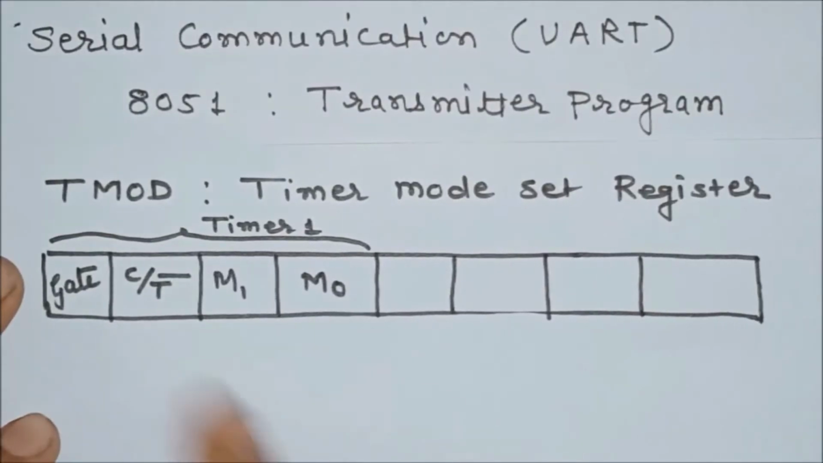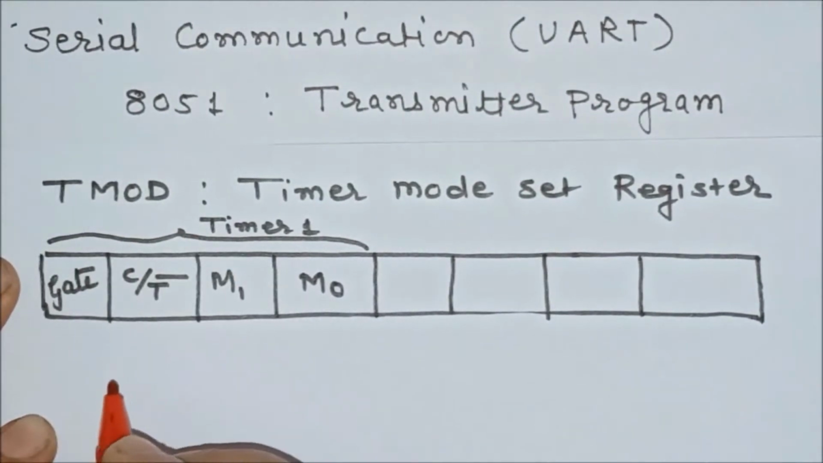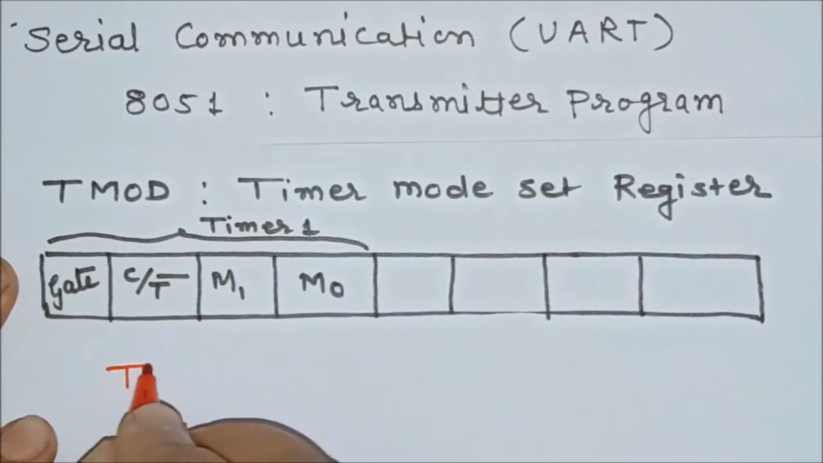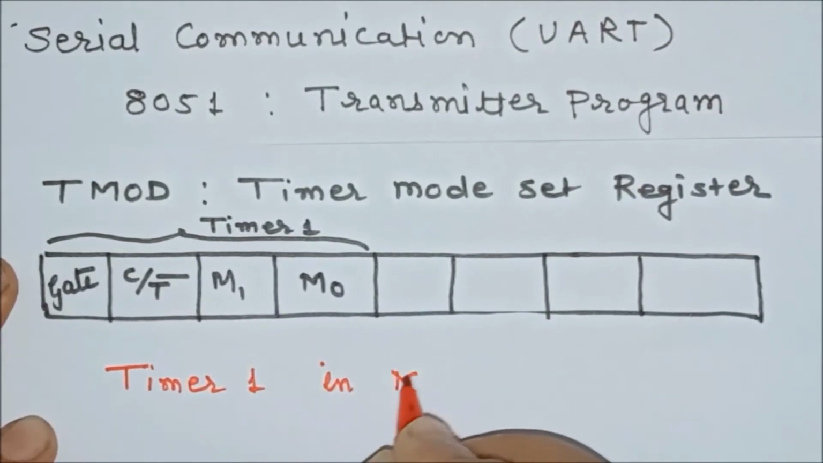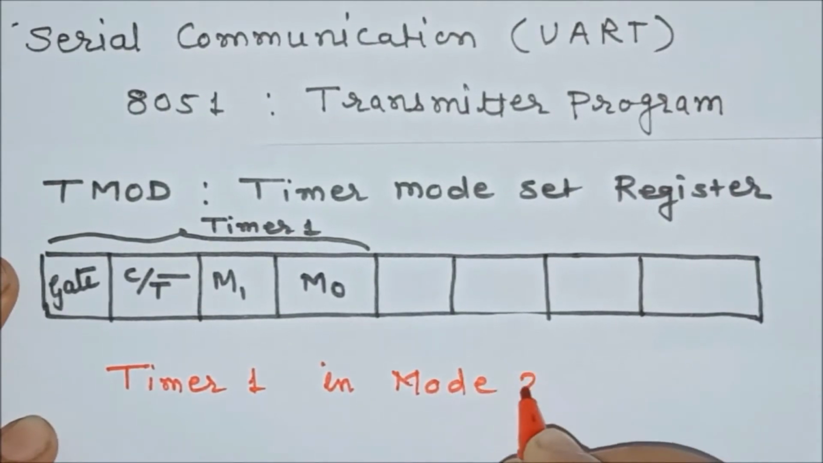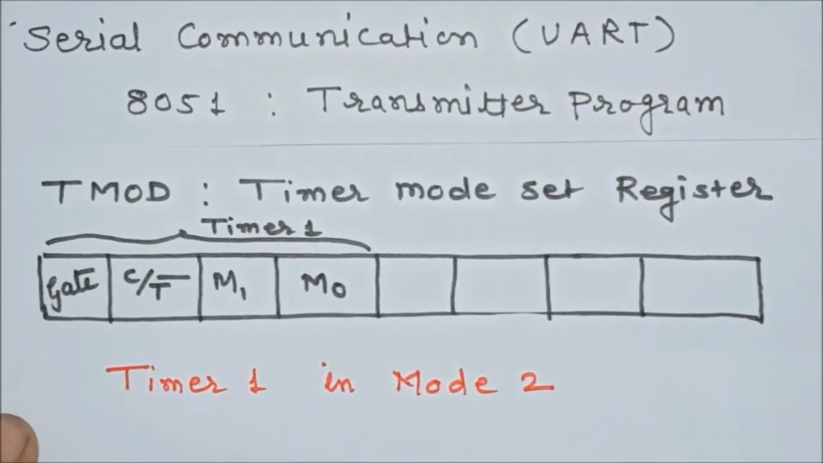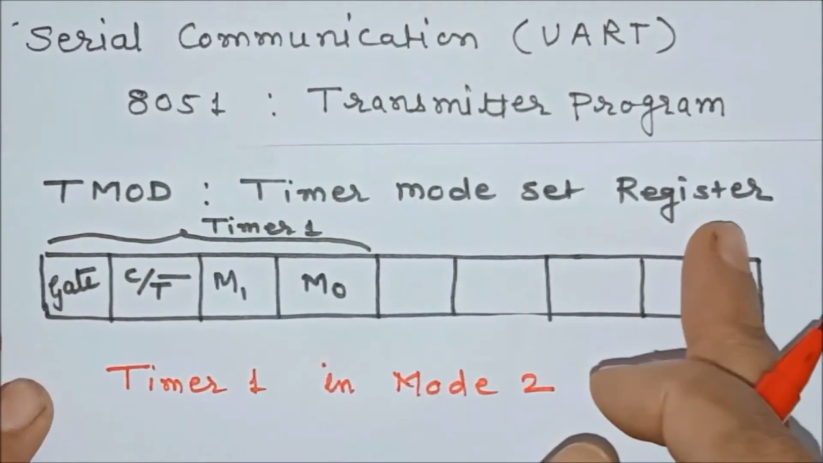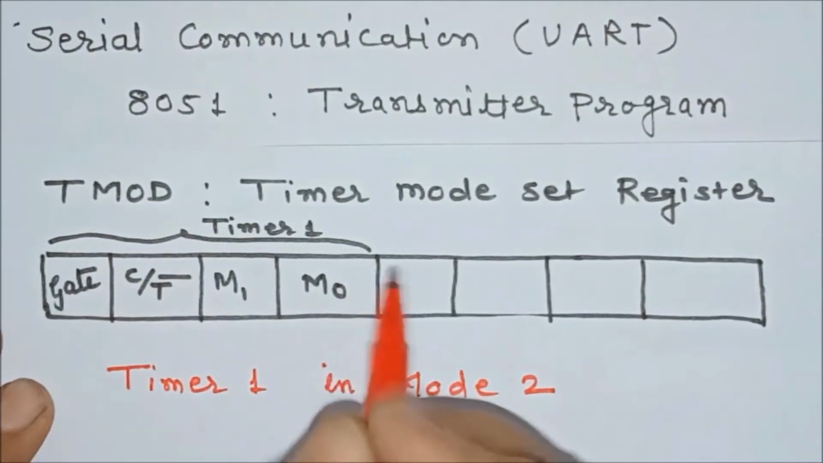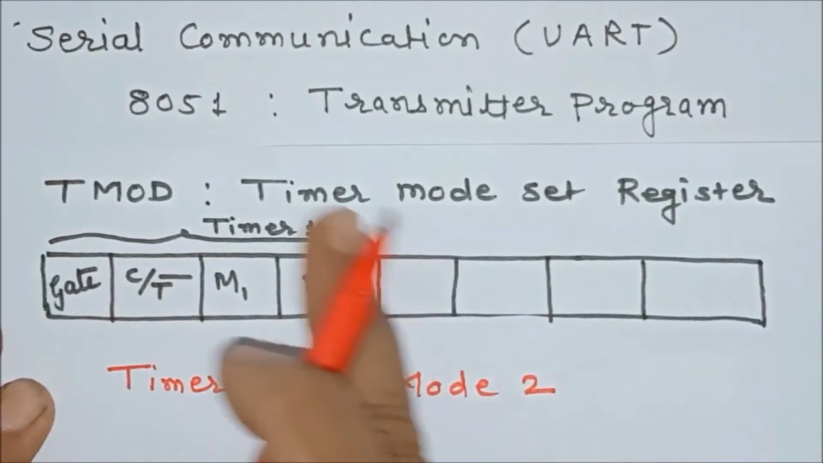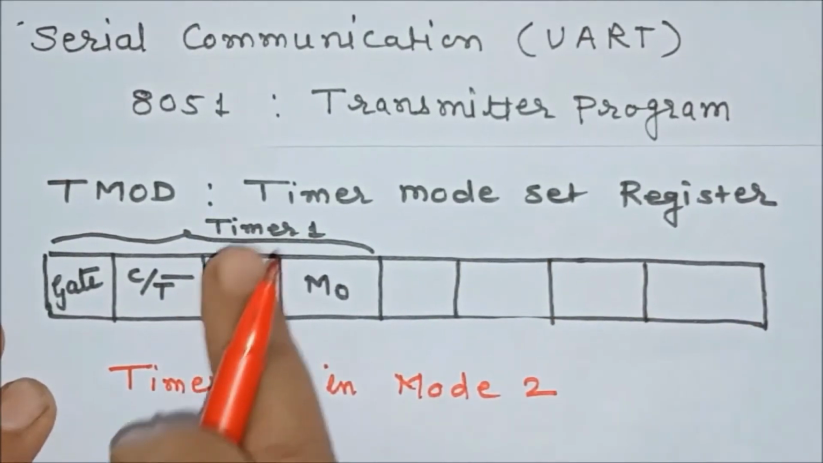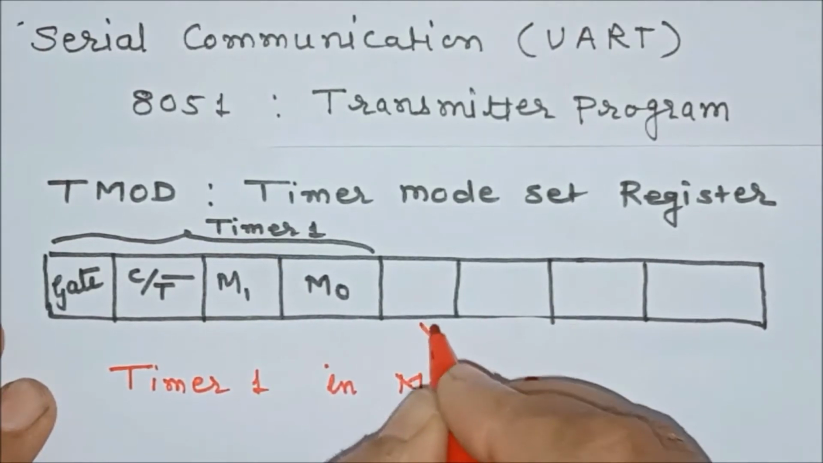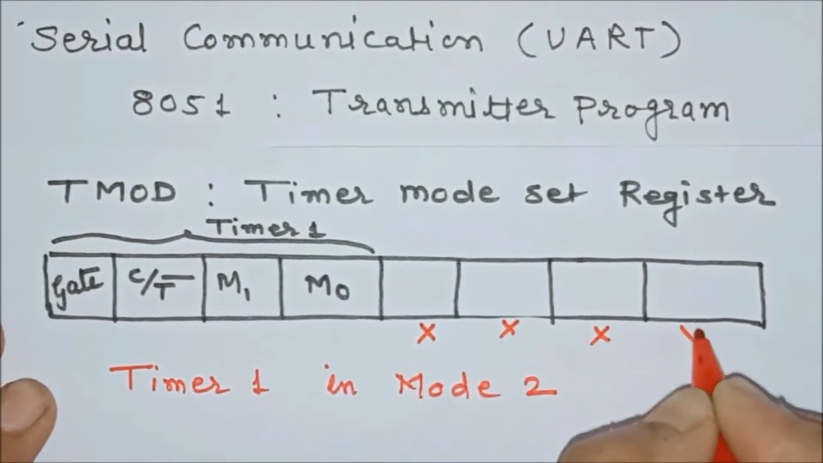Now next register is TMOD register. Here for serial communication, baud rate is generated using timer 1 in mode 2. Mode 2 is auto reload mode, so it is used to generate a clock frequency for serial transmission. So for that we have to initialize TMOD register also. For TMOD register, the 4 higher bits are used for timer 1 and lower 4 bits are used for timer 0. Since we are using timer 1, all these timer 0 bits will be in don't care condition.